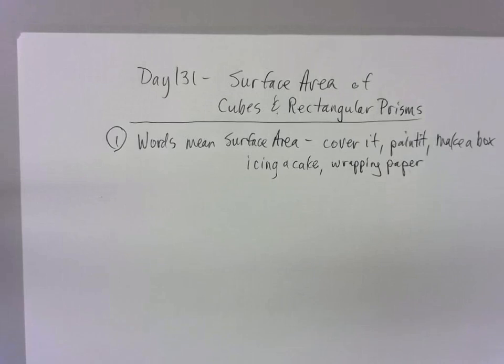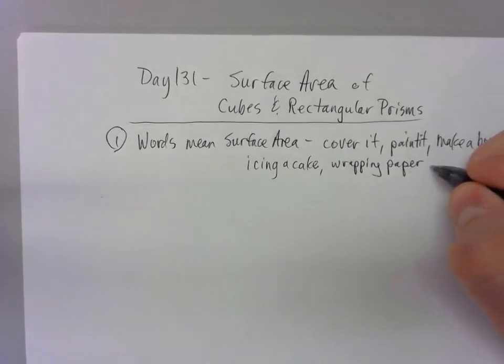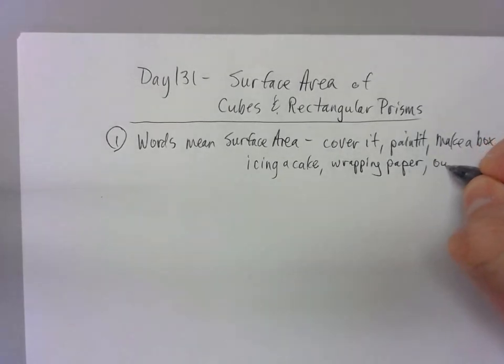All right. So if you can cover it, you can cover it with plastic. You can cover it with wrapping paper. You can cover it with aluminum foil. You can cover it with tissue paper, whatever. So if you cover it, you paint it in some way, you make a box, make a cardboard box out of it, fold it up into a box, you ice the cake, you wrap it, anything that you're doing to the outside, okay? Something to the outside of the figure.